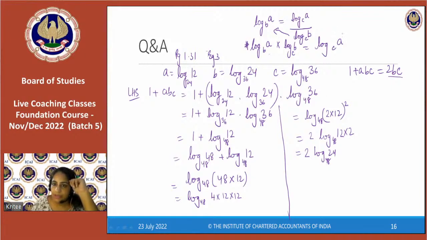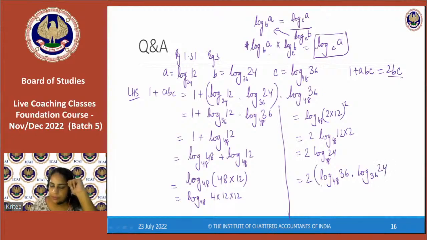Again, if I have log a raised to a power with the base c, can I split this? Of course I can do that. So log 24 to the base 48 can be split using my target base 48 into 36, then 36 into 24, which is the same as twice of BC.